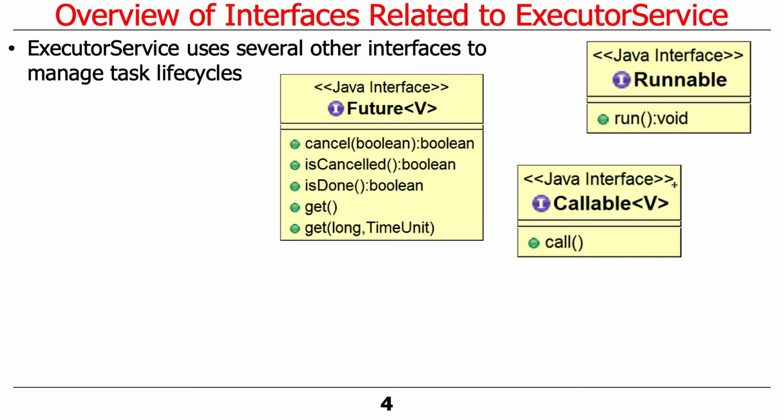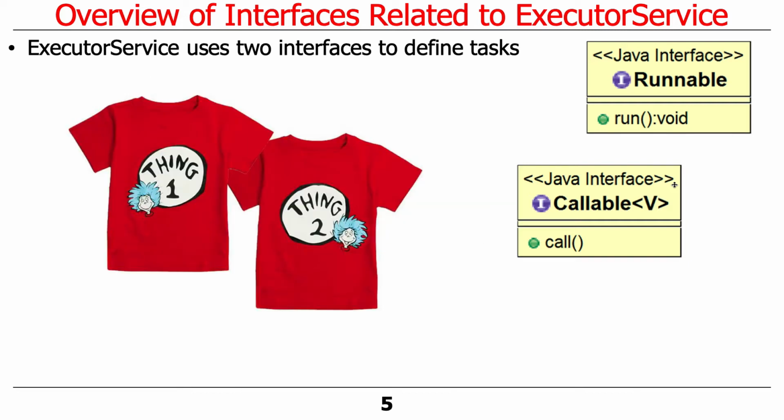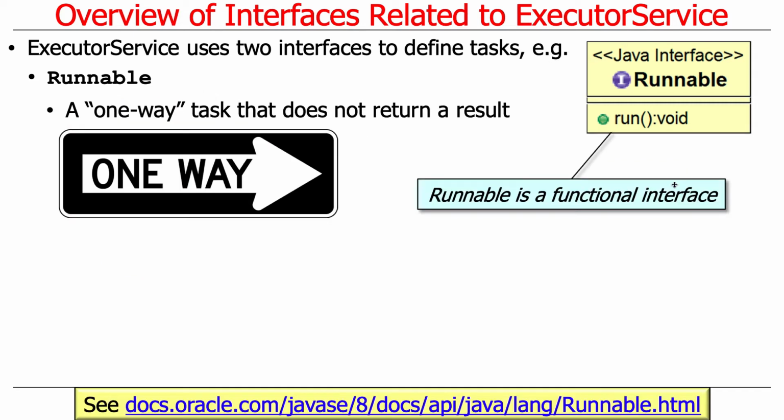One is runnable, which we've talked about before. One is callable, that I mentioned briefly, but we'll talk about in more detail. And one is future, which we also mentioned very briefly, but we'll talk about in more detail. There are two interfaces used to define tasks, runnable and callable.